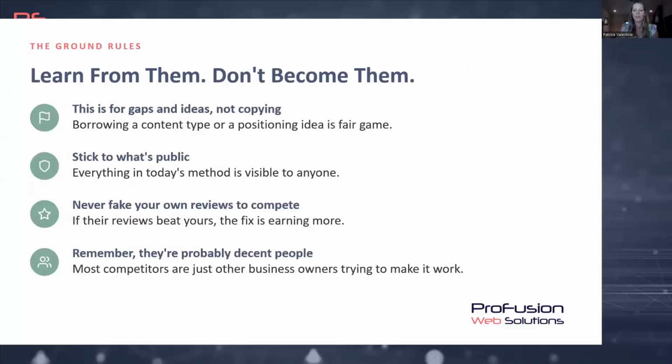Okay. We don't want to copy them. That is not at all what I'm saying. For this, you want to look at finding the gaps in content. Again, borrowing a content type is fine. Positioning yourself in a similar angle, fine, but copying their words, obviously their images, their design, don't do that. If we're running this comparison on public data, they can do it too. And it's going to become very easy to see who has copied whom if that's what you're doing. So we're not copying, it's for ideas and to identify gaps.